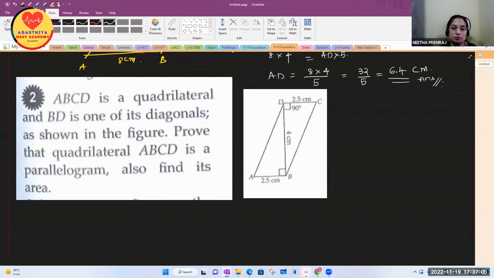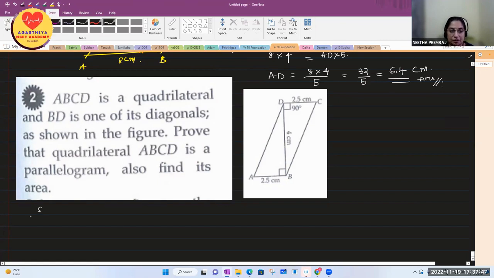How do you prove ABCD is a parallelogram? Ma'am, the opposite sides are equal. We prove that opposite sides are equal, it is given. Using the area concept, how do you prove it? I told you already that a diagonal makes two congruent triangles, isn't it? So area of two triangles is equal to area of one parallelogram, isn't it? You can write this way.